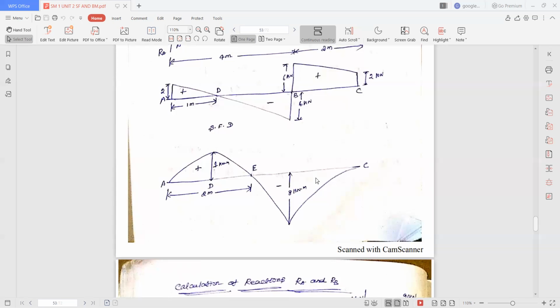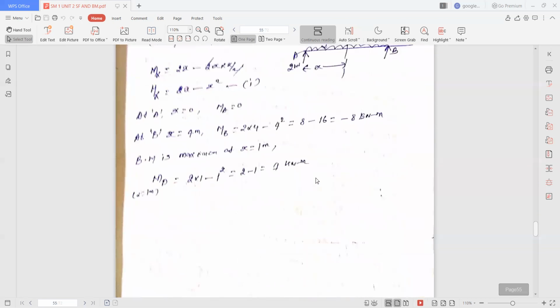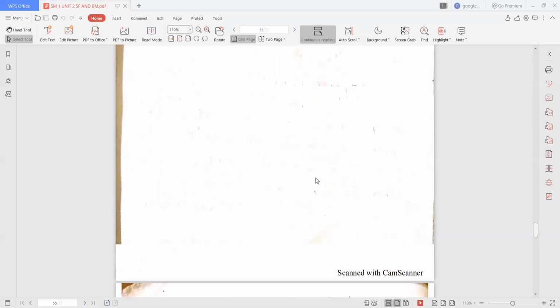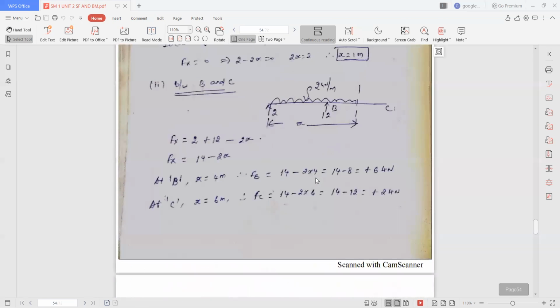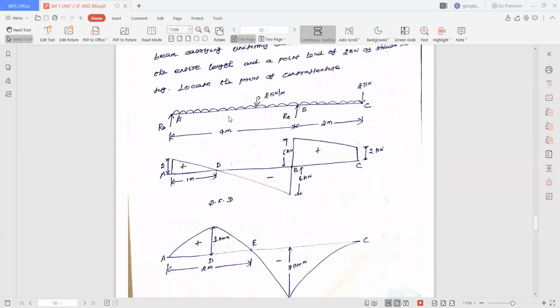So this is how you have to draw the bending moment diagram. Okay, clear? I hope you understand. So for this problem, we have seen how to draw the shear force diagram as well as the bending moment diagram.